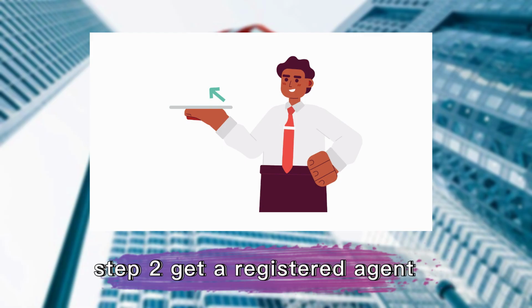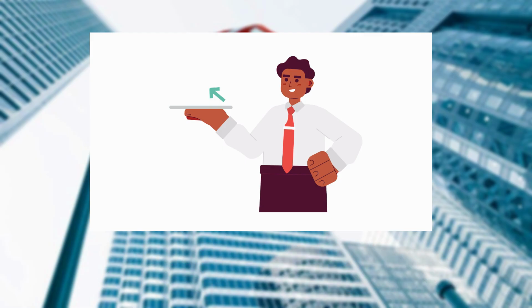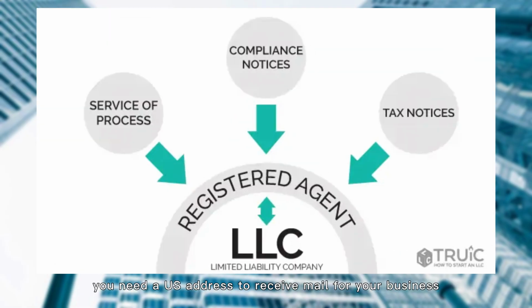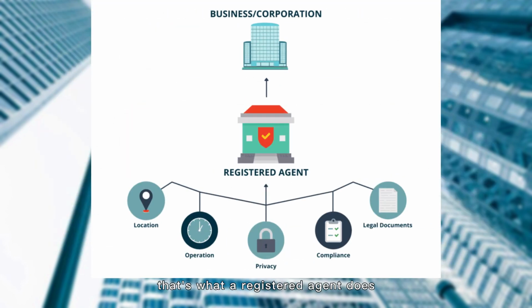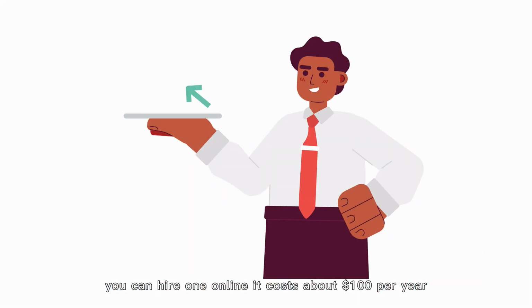Step 2. Get a registered agent. You need a U.S. address to receive mail for your business. That's what a registered agent does. You can hire one online. It costs about $100 per year.